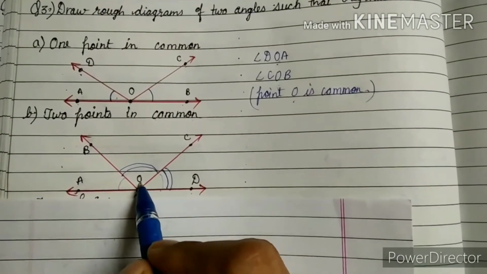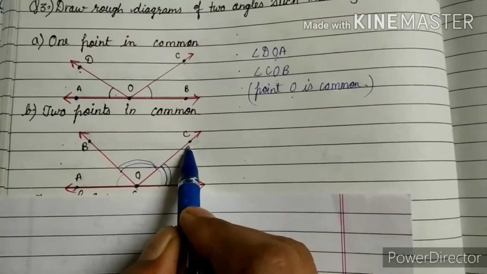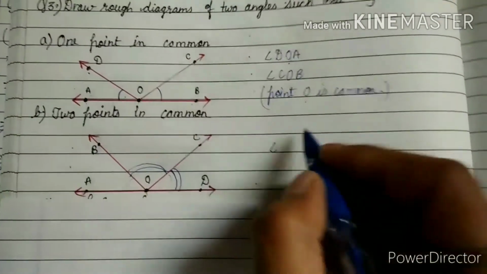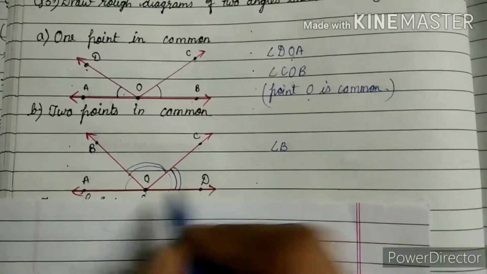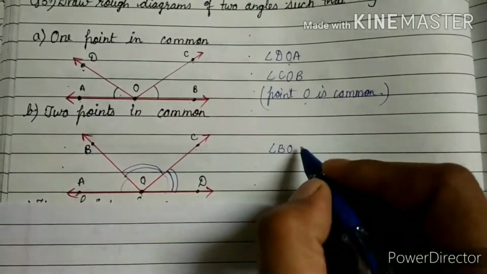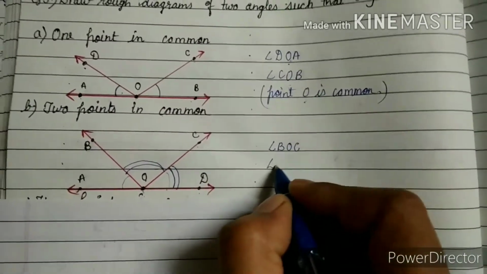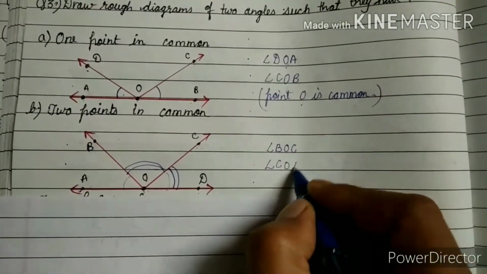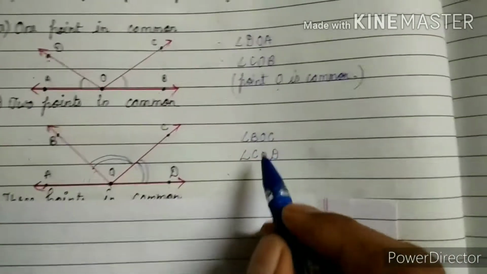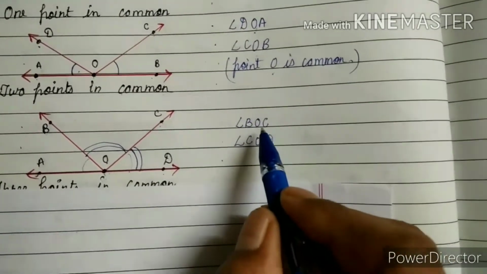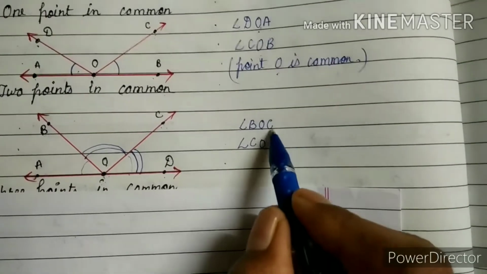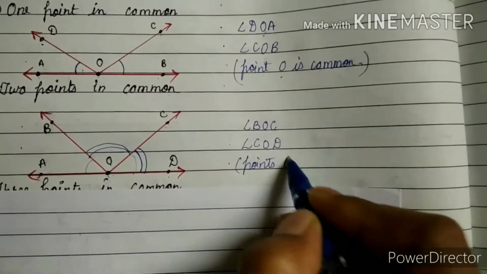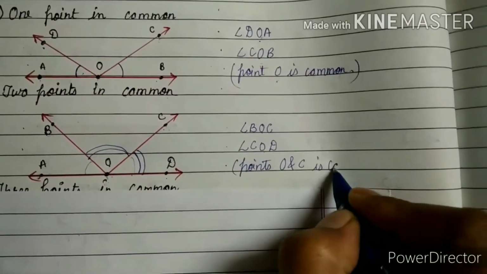So for this section we will start from B, or we can also start from C. So I am going to start with B. If we are starting from B, after B who will come? O, and after O who will come? C. For the next angle C, after C who will come? O, then who? D. Now as you can recognize, 2 points are on both the angles, which first is O and second is C. So points O and C are common.